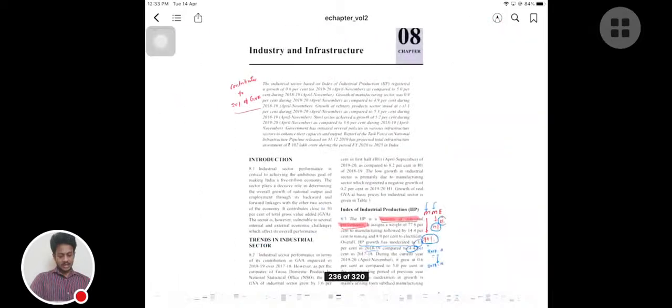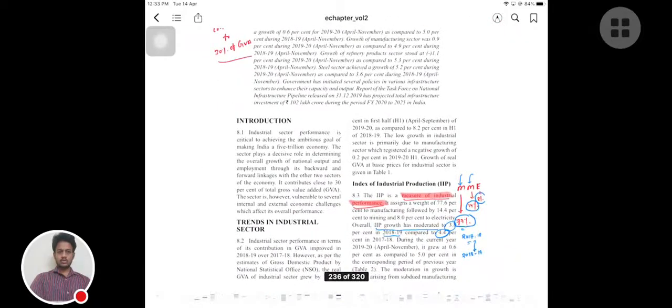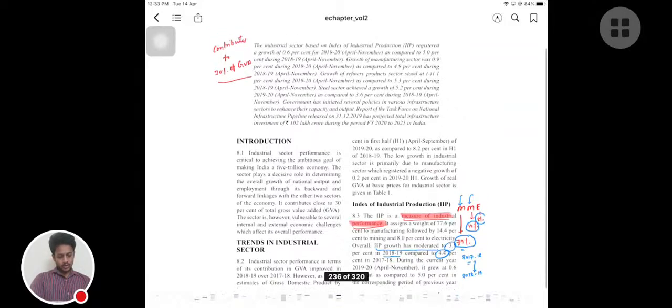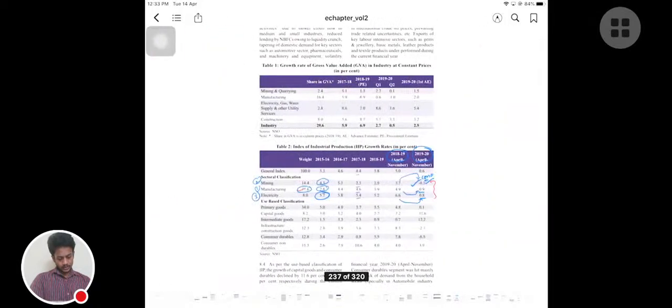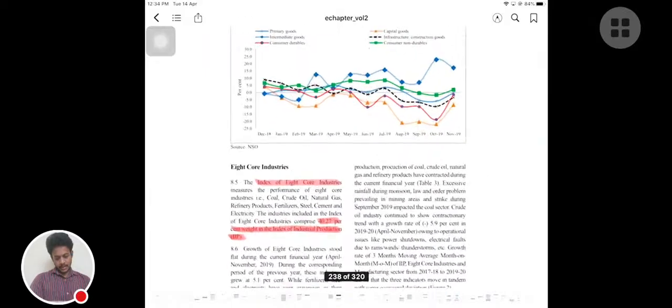When it comes to last year, the growth rates have gone down. So this is the thing that you should remember. Rest of all is not necessary. So let us move into the next part. So this is the part.